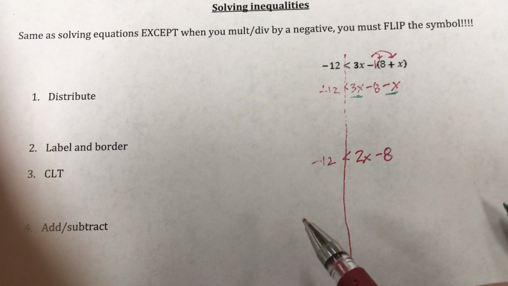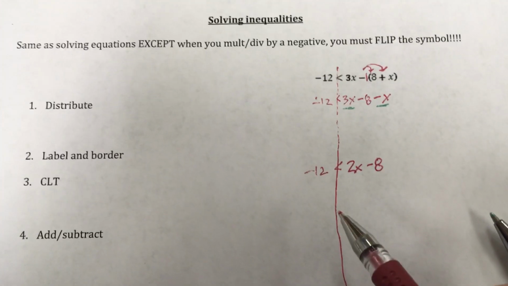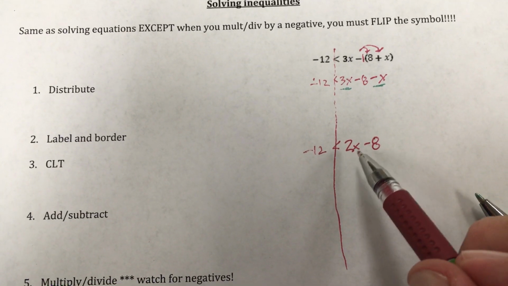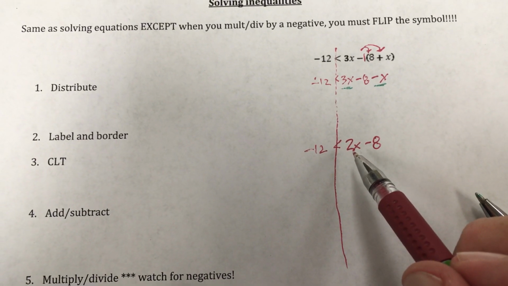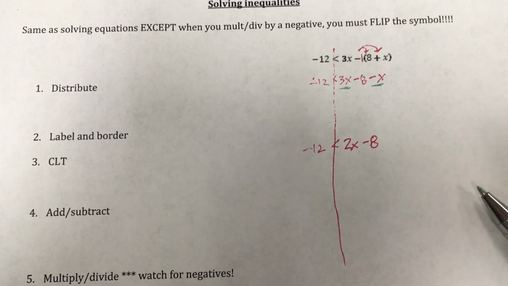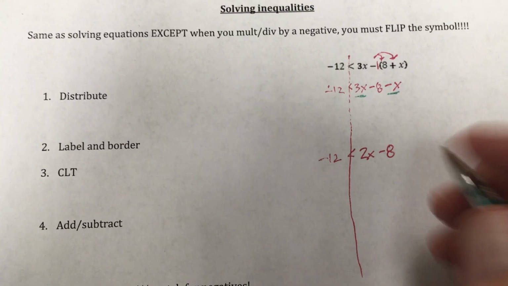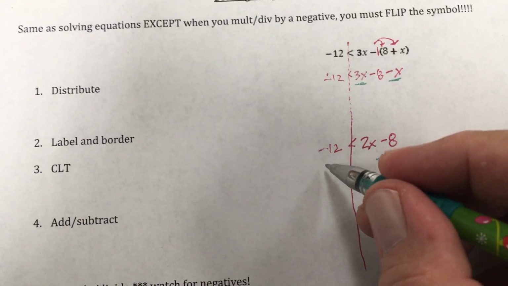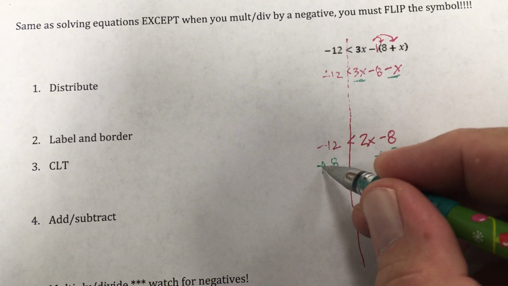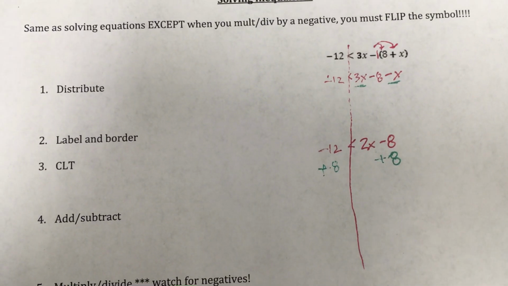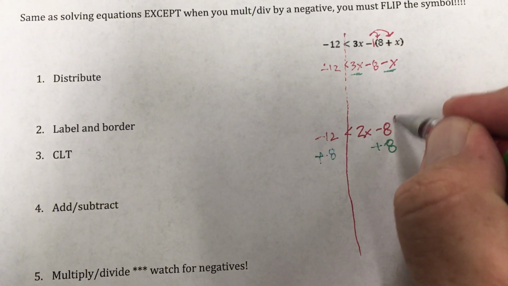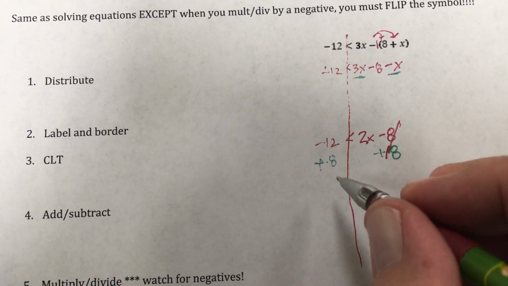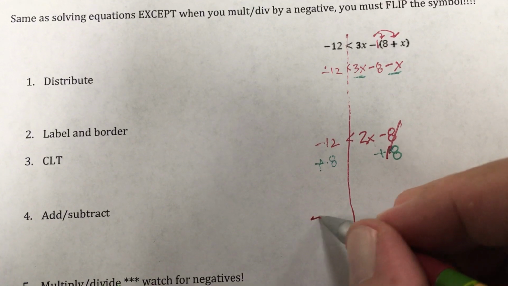Next, we need to add or subtract so that we can have our x's on one side and our numbers on the other. I already have all of my x's on the right side. So I want to get rid of this -8 by doing the opposite, or the inverse operation, which would be adding 8 to both sides. These two 8's will cancel out, or zero themselves out. -12 plus 8 would give me -4.